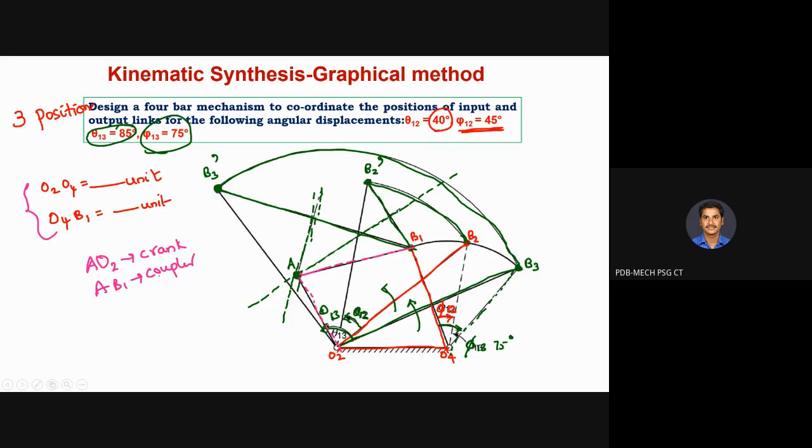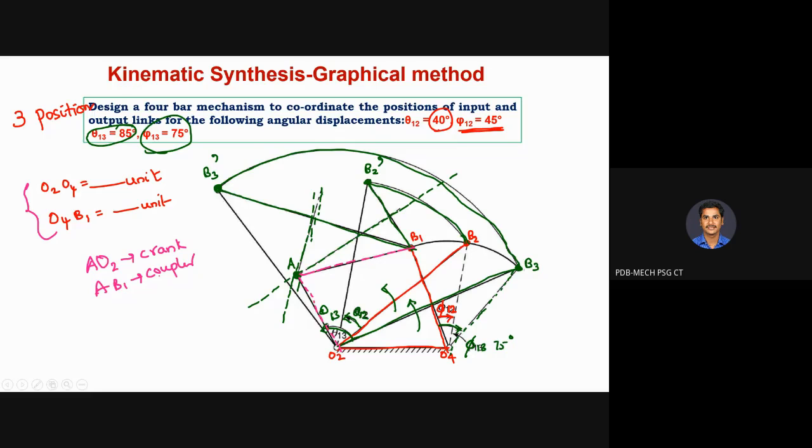But solving a 5-position problem, as far as the exam perspective, is difficult. For 5-position, manual drafting is somewhat time consuming as well as difficult. So we are going to limit ourselves to the 3-position problem in the graphical approach.